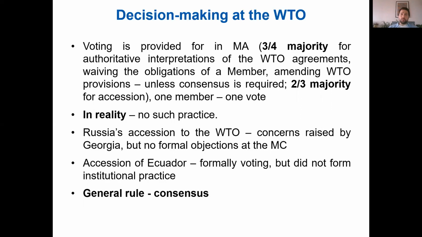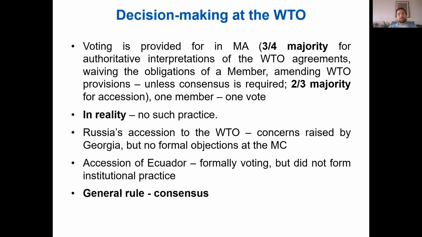However, there is even a rule that each of the European Union members has one vote. They have individual votes, and the EU, when voting together, votes for all of them, all 27 now, if I'm not mistaken, following Brexit. But in reality, such voting never happens. In practice, institutionally, the WTO is very much against any voting. All decisions are taken by consensus.